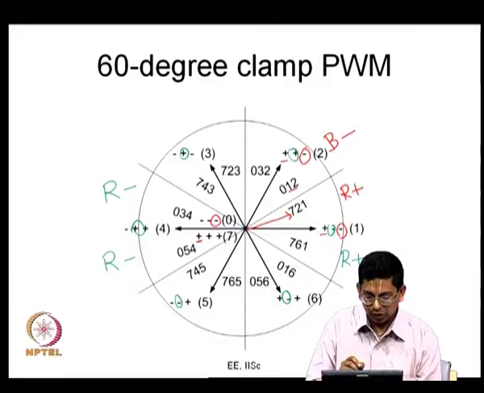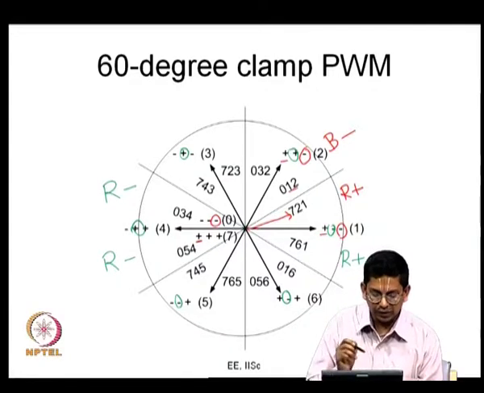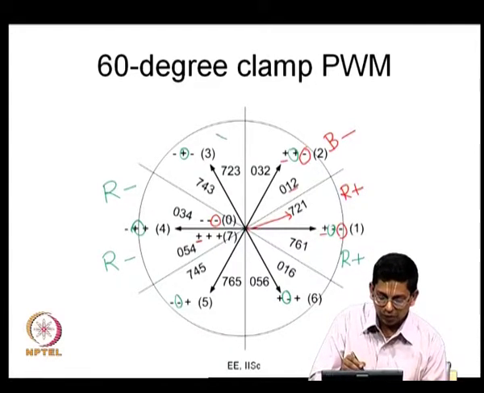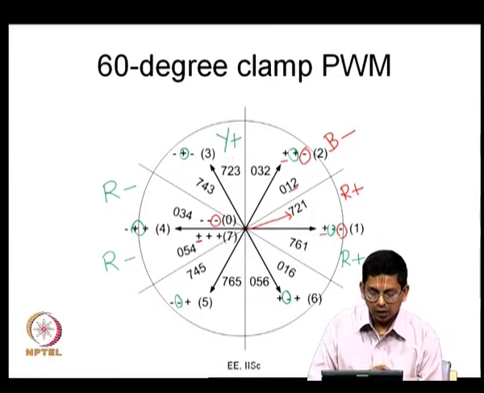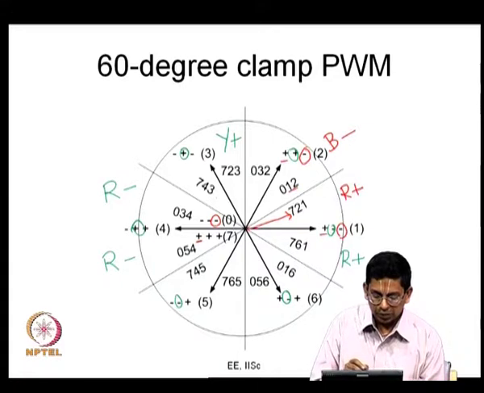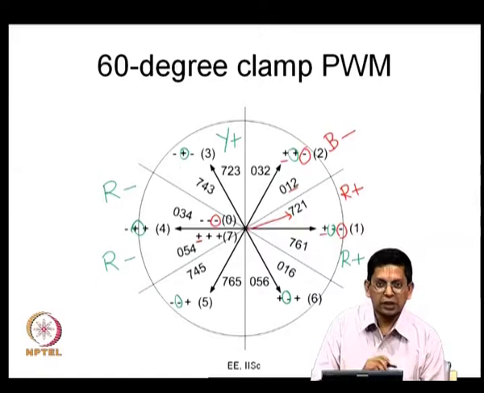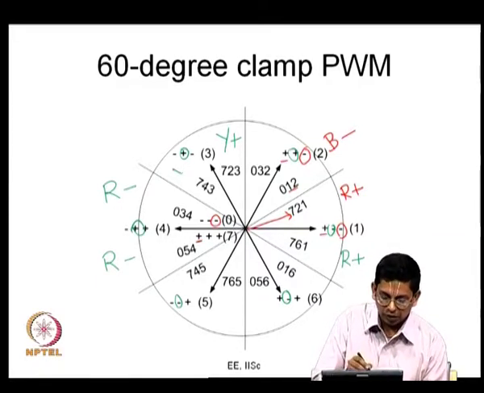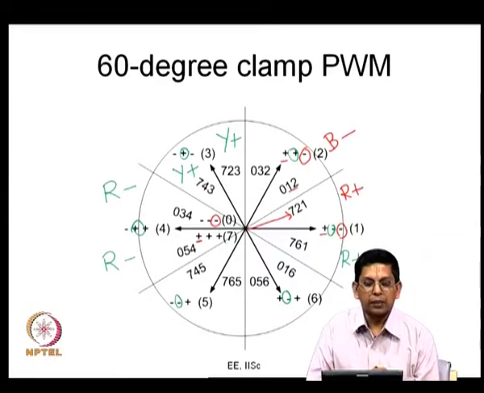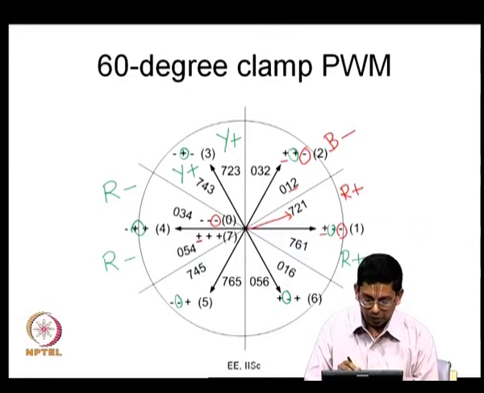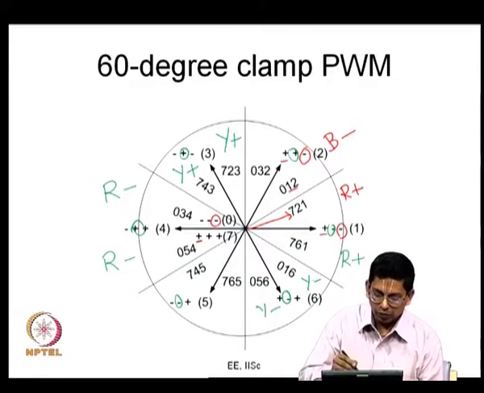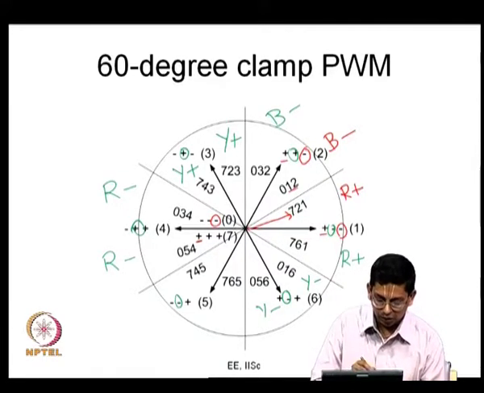Plus plus plus, and 2 is plus plus minus, and 3 is minus plus minus. So Y is connected, clamped to the positive phase here. And 7, 4, 3: 7 is plus plus plus, and 4 is minus plus plus, and 3 is also minus plus minus. Therefore, here also Y is clamped to the positive bus. The same way, you will find that Y is clamped to the negative bus in these two regions, and you will have B clamped to the negative bus, and here you will have B clamped to the positive bus.